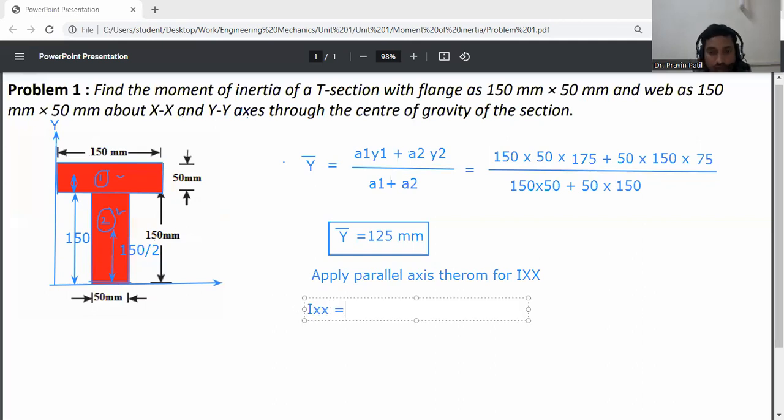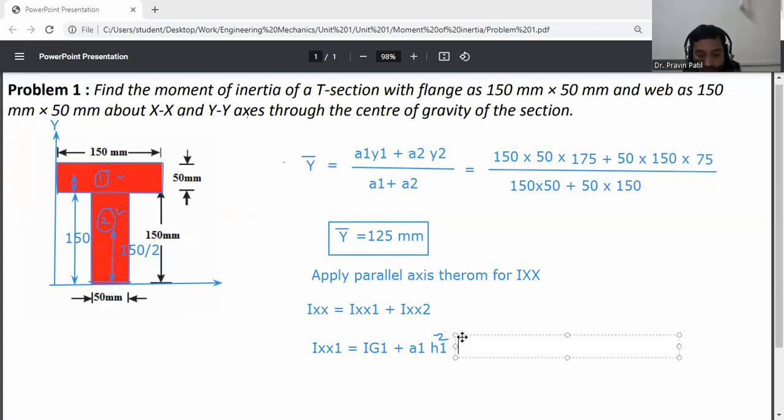I-axis is equal to Ix1 plus Ix2. I will calculate Ix1 first. Ix1 is equal to Ig1 plus A1 H1 square, this is the parallel axis theorem.